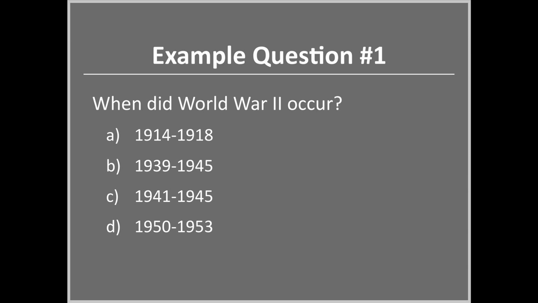Writing good concept questions is a difficult task. Let's go through several different types of concept questions. All of these examples will fall under the Select the Best Response category of questions. The first question is, when did World War II occur? A, 1914 to 1918, B, 1939 to 1945, C, 1941 to 1945, or D, 1950 to 1953.